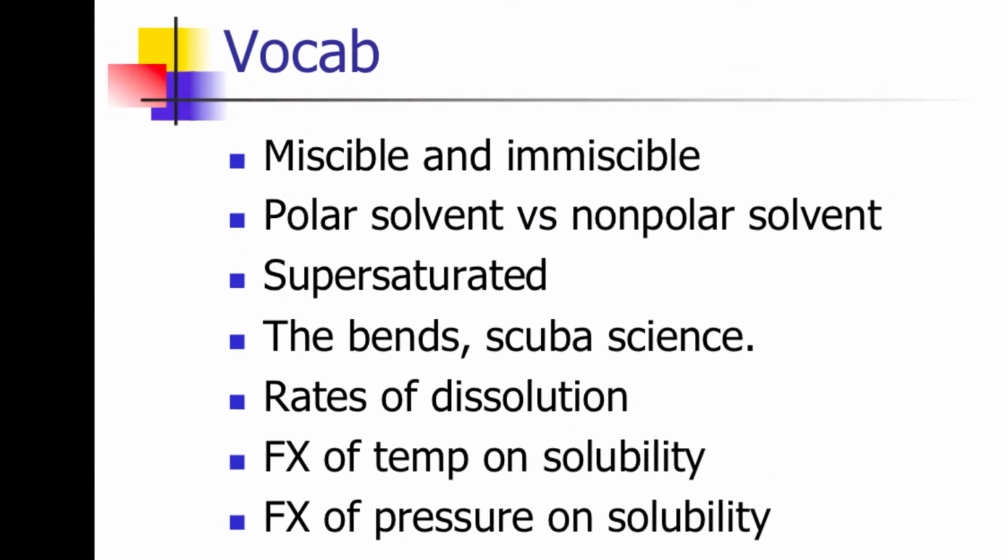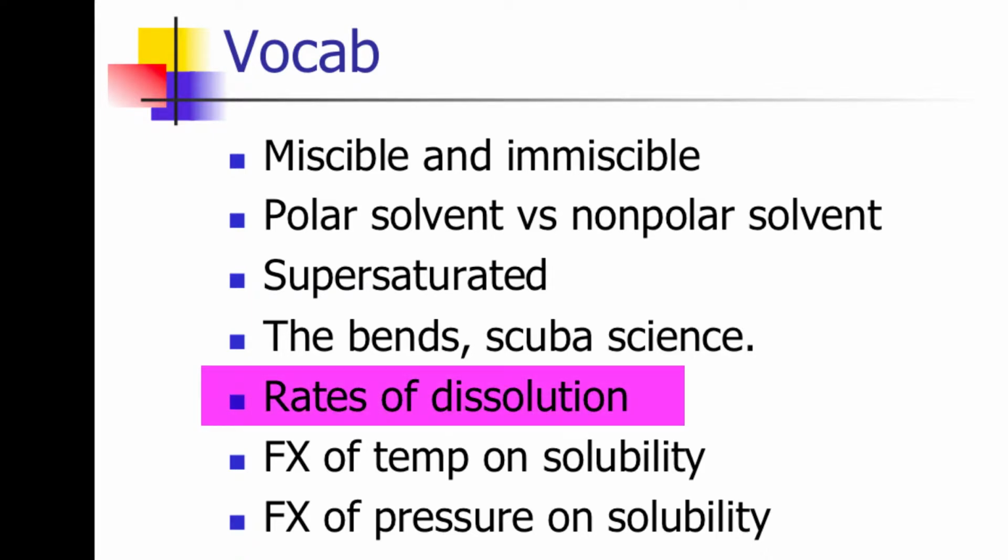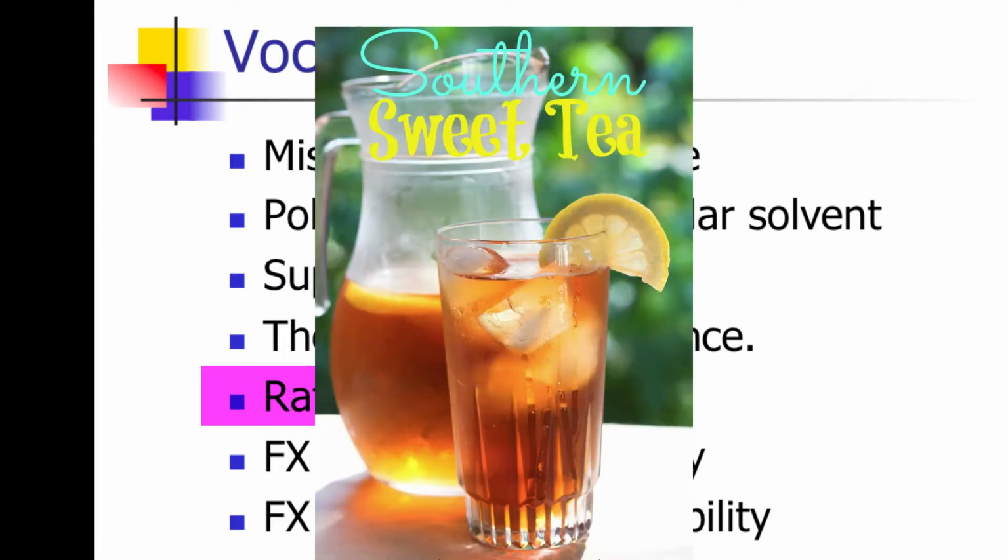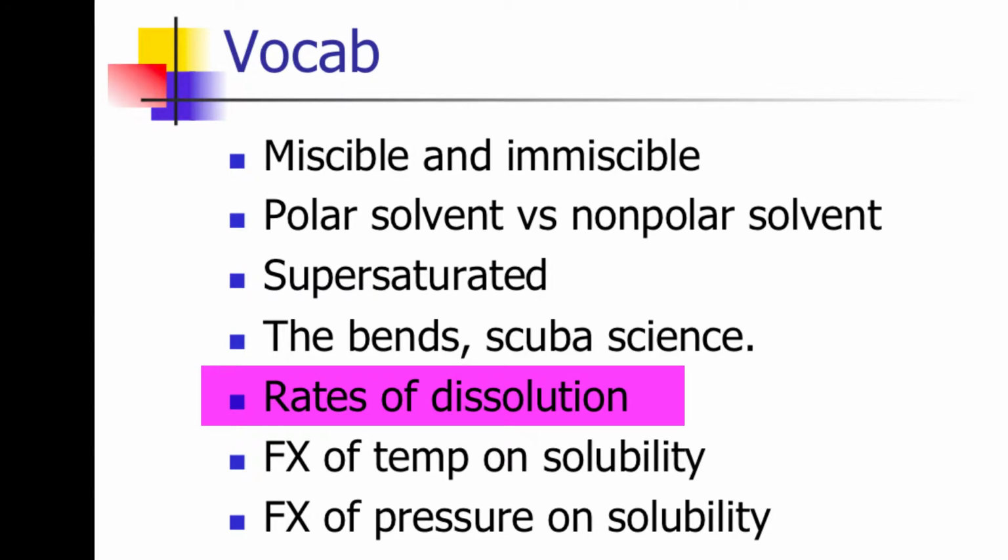You guys need to know all this vocabulary. As far as rates of solutions go, you need to know what are the 3 ways to make solutions happen faster. And I call it the sweet tea rule. The sweet tea rule is, how do you make sweet tea? Well, do you use big lump sugar or do you use tiny sugar? Tiny sugar, because particle size matters, right? Surface area. So you want the smallest particle available.